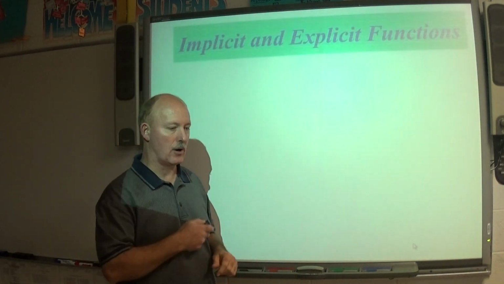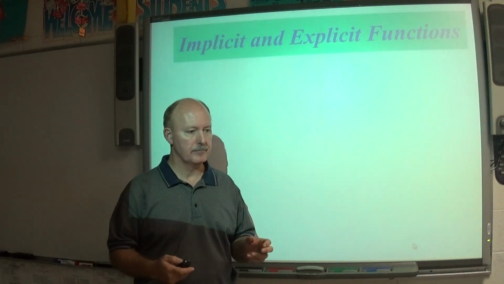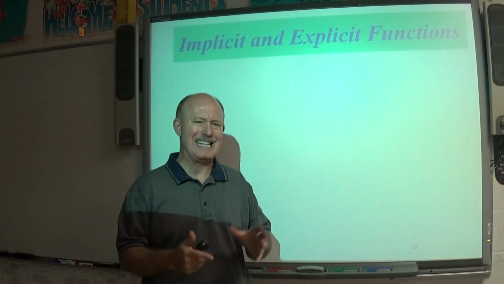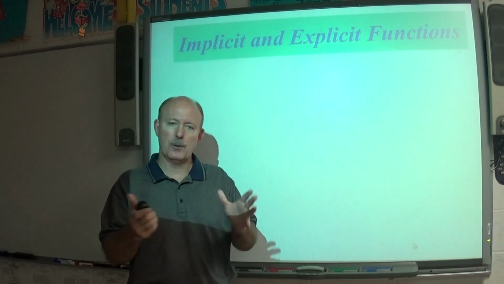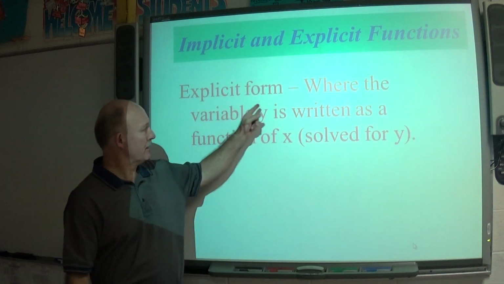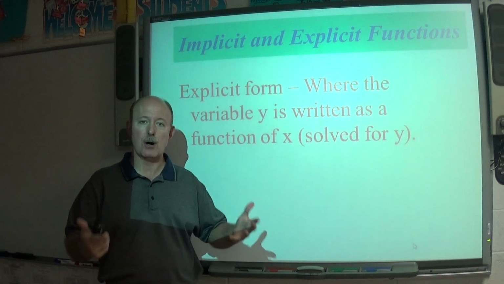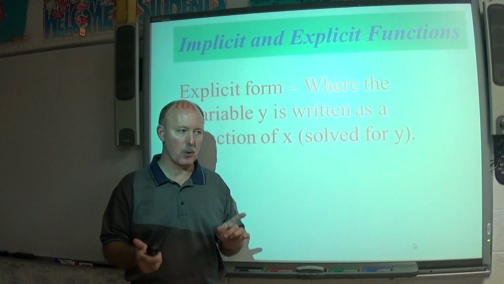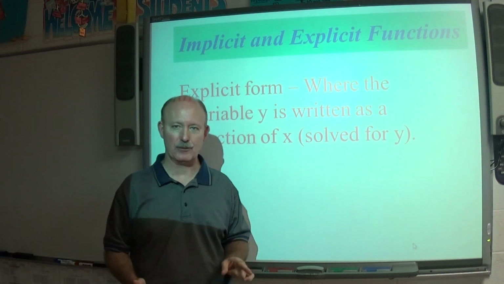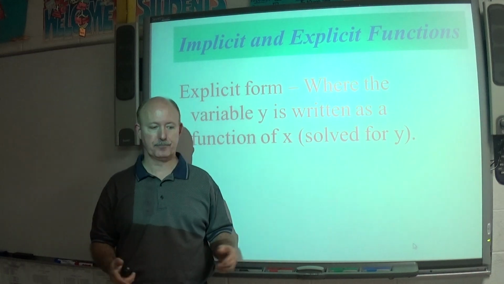All right, so let's get started. Let's first describe the difference between implicit and explicit functions. What do we mean by implicit and explicit? First, if a function is in explicit form, basically it's been solved for y. This is where the variable y is written as a function of x.